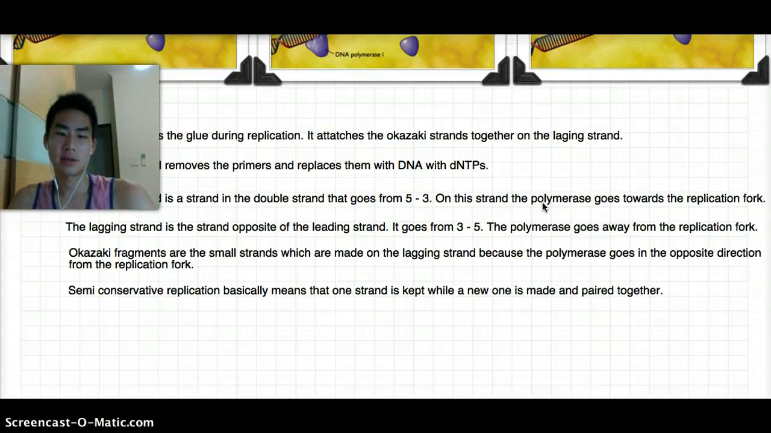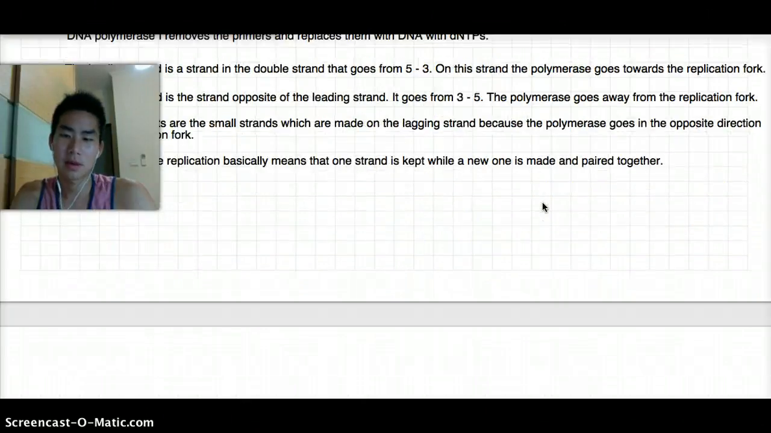Okazaki fragments are the small little strands which are made on the lagging strand because the polymerase goes in the opposite direction from the replication fork, so it is a discontinuous kind of motion. Semi-conservative replication really just means that one strand is kept while the new one is being made, and then after it is created, they are paired together.